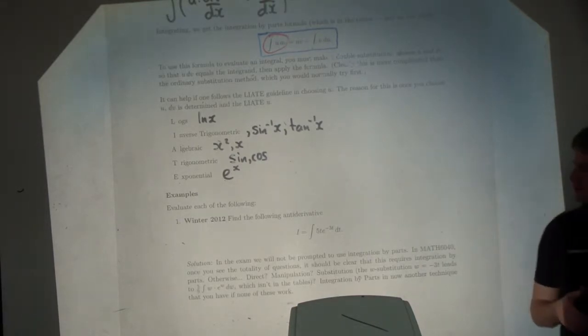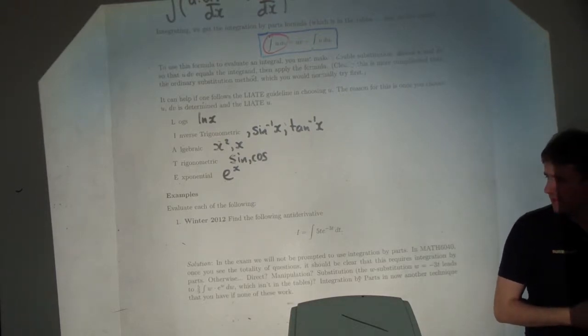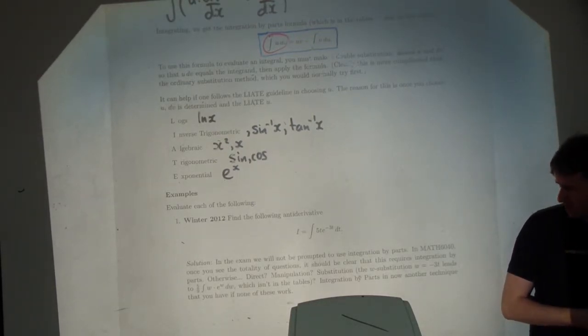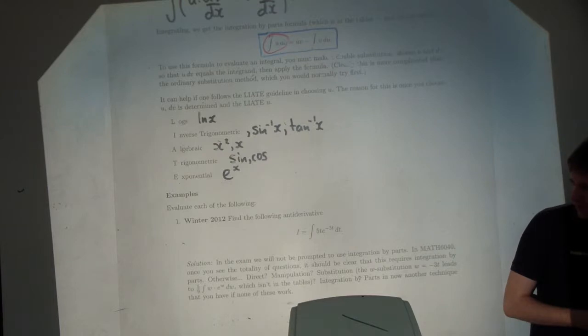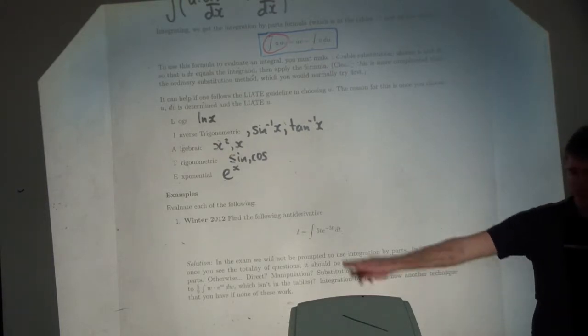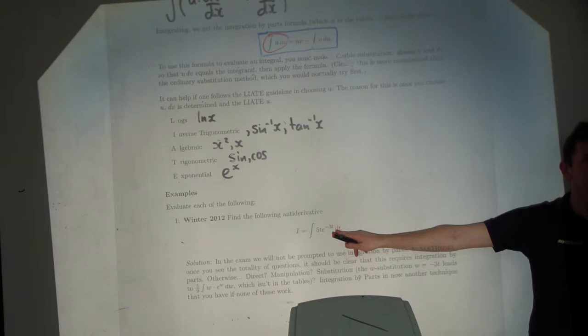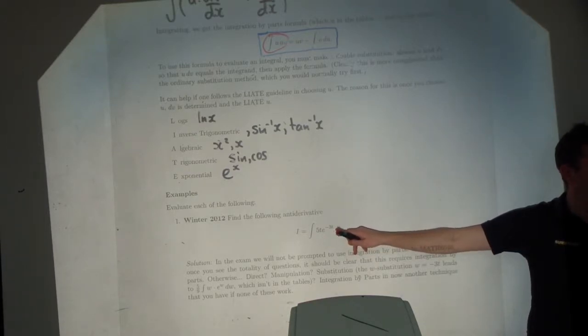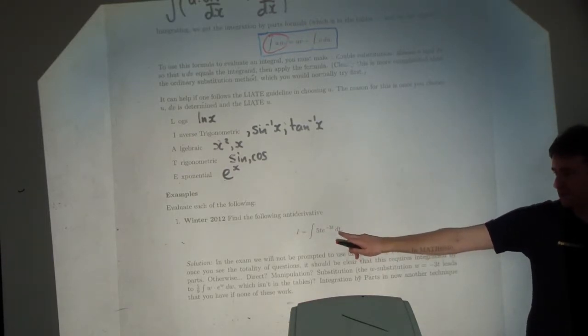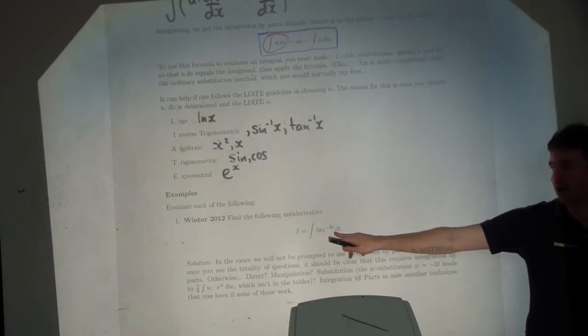Okay. So calculate this, find this. In the exam, you won't be prompted to use integration by parts. In Math 6040, once you see all the questions, it should be clear that this will. You'll have a question on your exam paper that requires integration by parts. Something like this can occur in part A or part B, and once we finish by next week, you'll kind of know that this needs integration by parts.